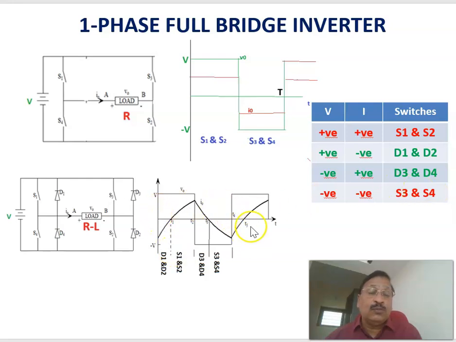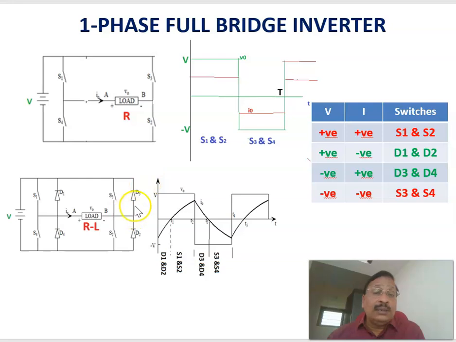Therefore, these are the four modes of operation depending upon the polarity of the voltage and the polarity of the current. Two devices will be conducting, maybe from the control switches like S1, S2, S3, S4, or maybe from the uncontrolled switches like D1, D2, D3, D4. But always the magnitude of the output voltage will be plus V or minus V. Previously it was plus V by 2 and minus V by 2 for a half bridge inverter. But here either it will be plus V, this supply voltage, or it will be minus V. But the current is not in phase because of the RL load.